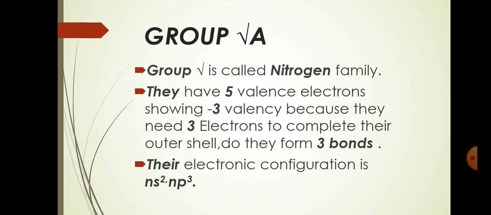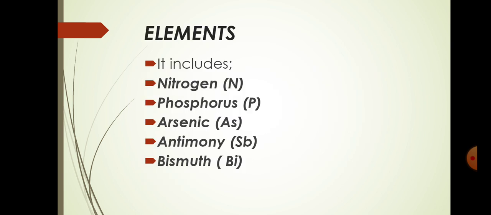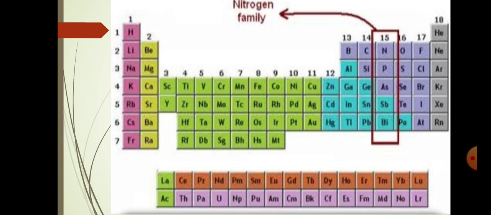And how many electrons? 3 electrons. The electronic configuration is ns2 np3. ns2 and np3, 3 plus 2 is equal to 5. So their outermost electronic configuration is ns2 np3. It includes nitrogen, phosphorus, arsenic, antimony and bismuth. You can see the nitrogen family.